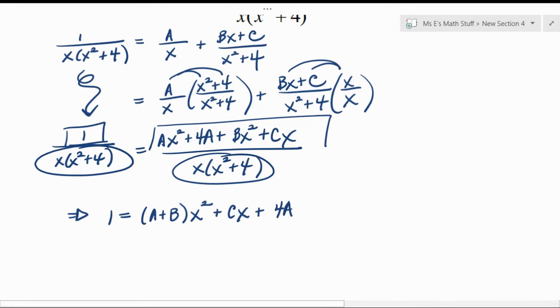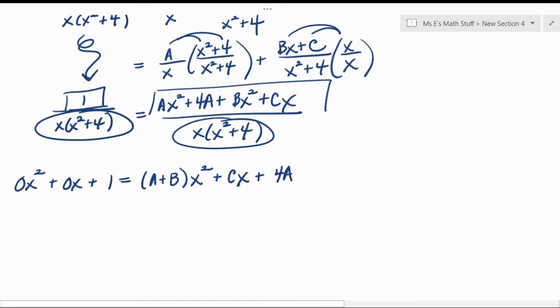Now on the left, that 1, I'm going to need to think of that in terms of how many x squareds and how many x's do I have. So 1 is the same as 1 plus 0x plus 0x squareds. And for that reason, my system of equations would be that 0 would have to equal A plus B, or A plus B would have to equal 0. And then similarly, C here would have to equal 0. And 4A would have to equal 1.